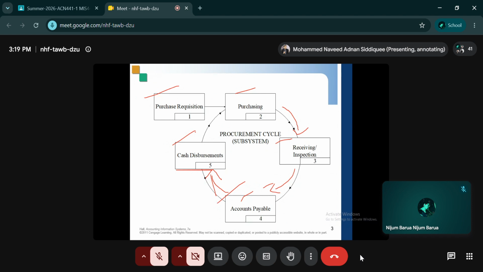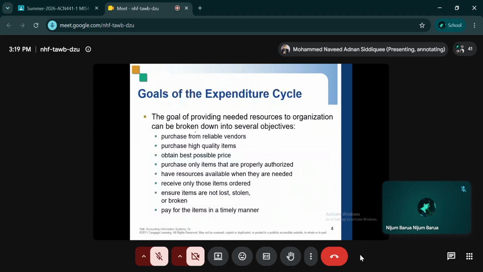So this is how, broadly speaking, the accounting information system functions, step by step, in sequence. So what are the goals of the expenditure cycle? We know that the expenditure cycle is very important. There are 2 chapters of the final exam dedicated to the expenditure cycle. So you need to put a lot of emphasis on the expenditure cycle for your assessments.